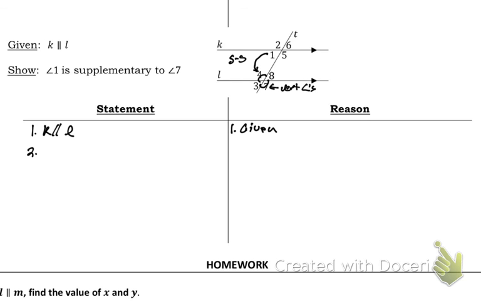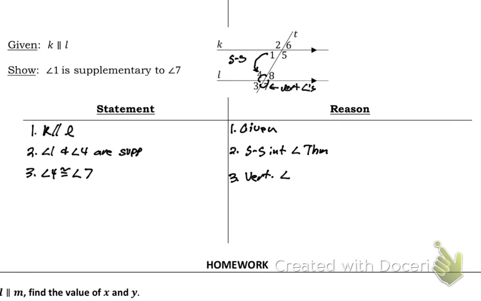We said 1 and 4 are supplementary, so we'll go angle 1 and angle 4 are supplementary, and that's going to be same side interior angle theorem. Then we said angle 4 is congruent to angle 7. That is going to be vertical angle theorem.